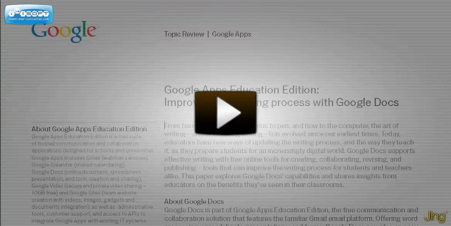Looking at here is a case study done by Google to show the benefits of using Google Docs, which is one of the Google apps, in the classroom with the writing process. Google Docs is part of the Google Apps Education Edition, and it is free. And it's a great benefit to use it in our classroom for our students and for teachers ourselves. It makes learning together much easier and beneficial.